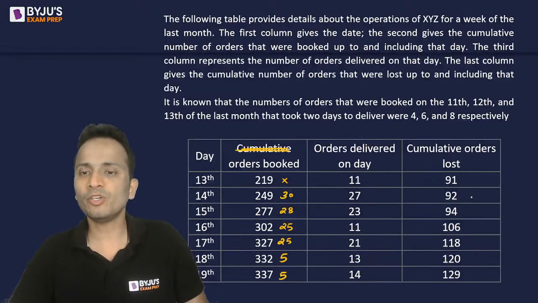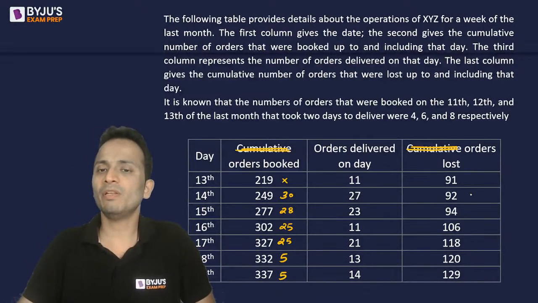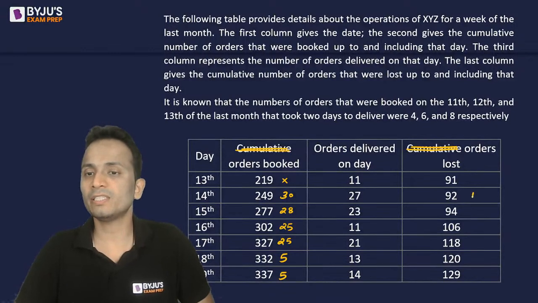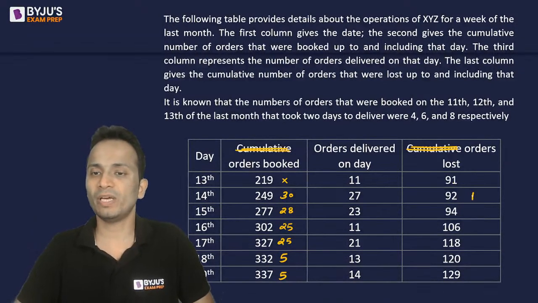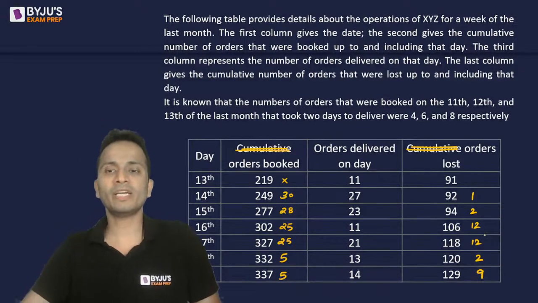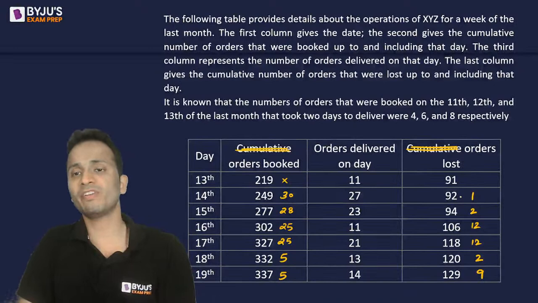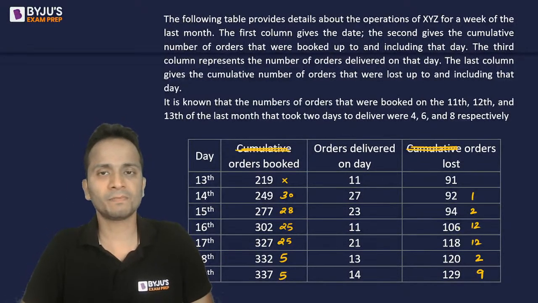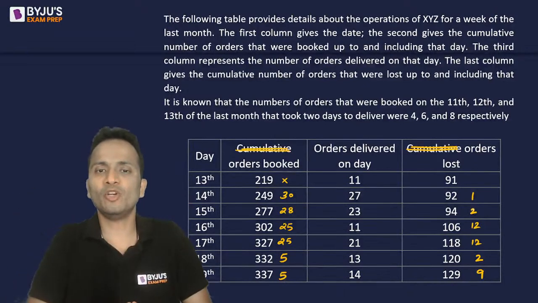Okay. Likewise, you can do the same thing for cumulative orders which are lost. So I'll remove cumulative. So I will now maintain a table for the number of orders which are lost on a particular day. On 14th, it is 92 minus 91, that is 1. Then it is 2. Then it is 12, 12, 2 and 9. Okay, so these are the cumulative numbers. So I have changed cumulative numbers to the respective values for particular days, right? Okay, so this is one thing that we can do in a table.